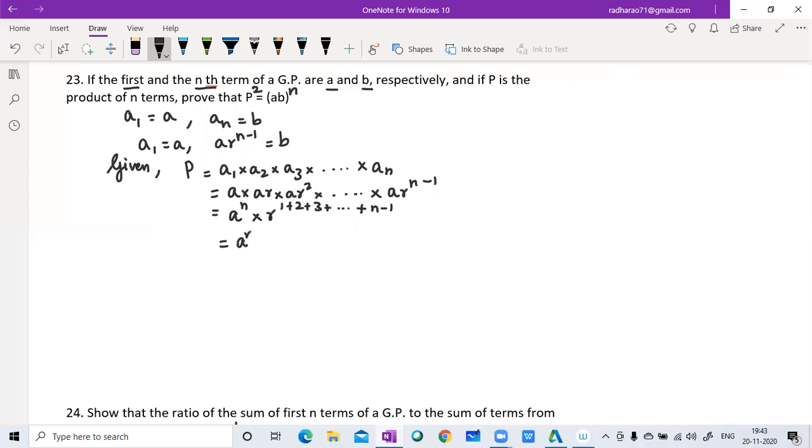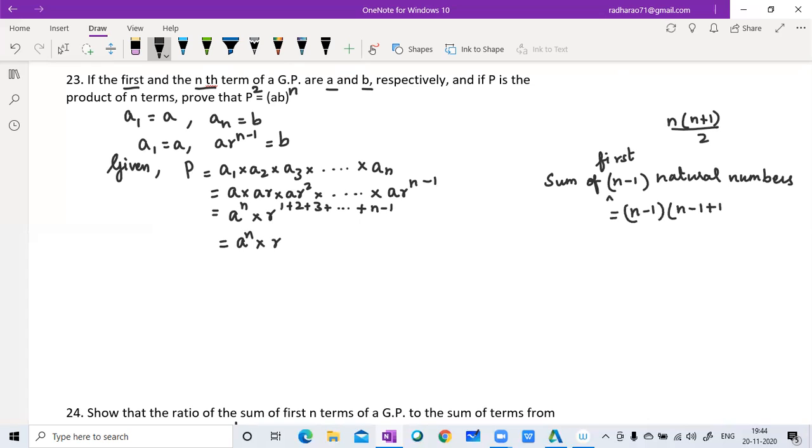So it is A power n into R power. Here 1 plus 2 plus 3, etc. up to n minus 1 is nothing but the sum of the first n minus 1 natural numbers. So how do you write the sum of the first n natural numbers? Sum of the first n natural numbers is given as n into n plus 1 by 2. But here it is the sum of the first n minus 1 natural numbers, so that is given as n minus 1 into n minus 1 plus 1 by 2.